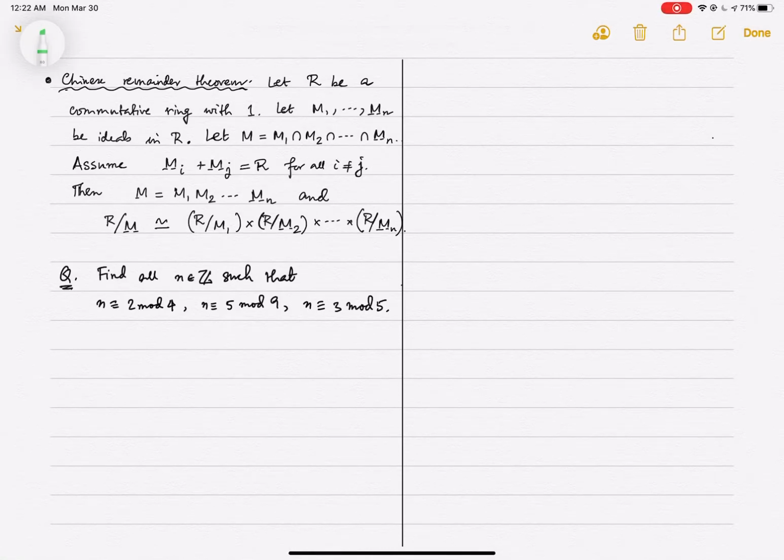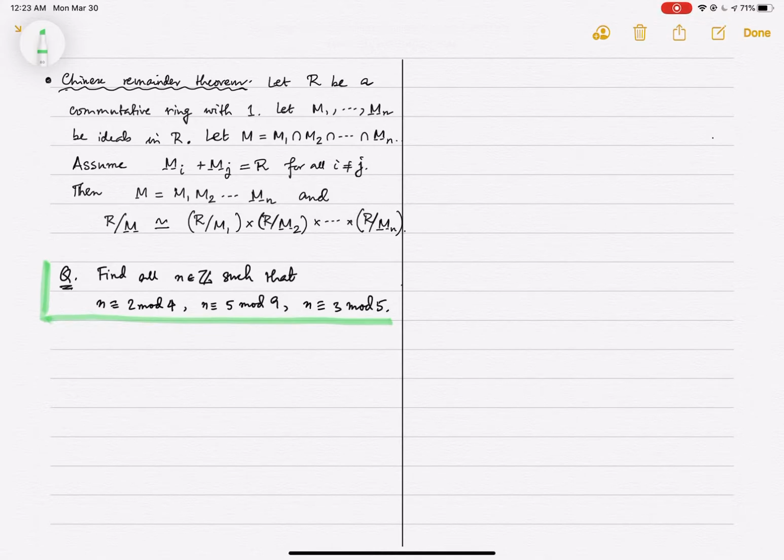Let us unpack what the Chinese remainder theorem says for integers, a bunch of ideals in the integers. So I'll walk through this exercise, and in the process we'll see what it says. So here's a concrete question about arithmetic.